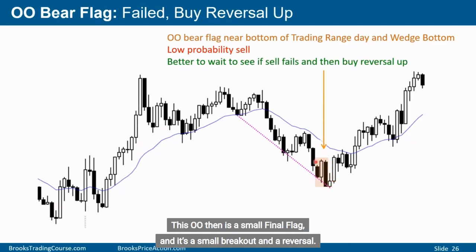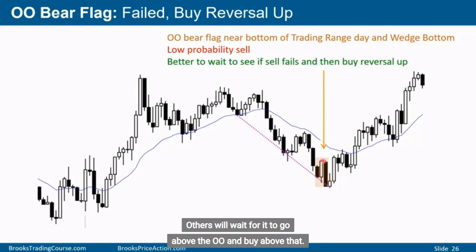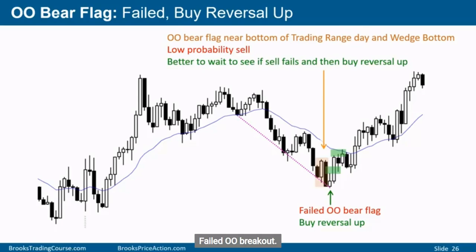This 00 then is a small final flag. There's a small breakout and a reversal. Some traders will buy above that big tail. Others will wait for it to go above the 00 and buy above that. Others will wait for a bull bar closing near its high and buy above that. Failed 00 breakout. You can call it a small final bear flag.